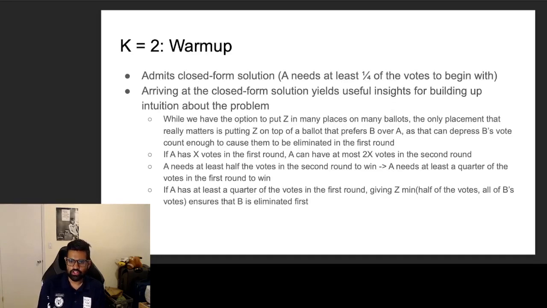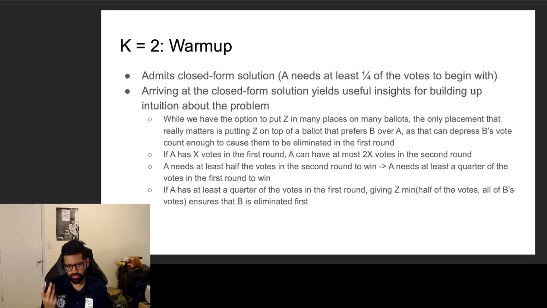So when K equals 2, there are only two types of ballots, AB or BA. Now the AB ballots you don't really want to change. Candidate A is already winning, so we should leave them as is. Let's just throw Z onto the end of those. For the BA ballots, for some of them you want to put Z at the beginning, because that'll depress B's votes in the first round. Or you want to put Z at the end, because after candidate B is eliminated, you want all of those votes to go to candidate A.